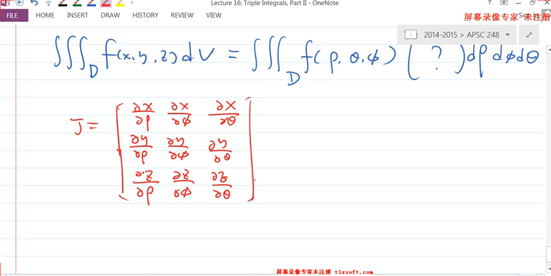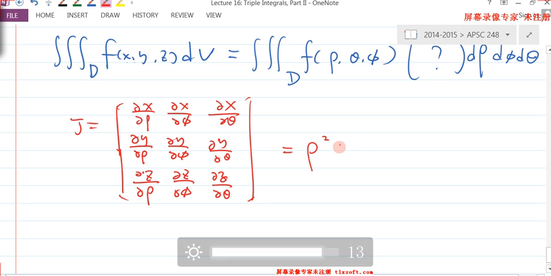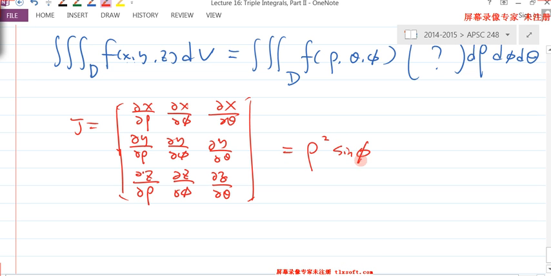If you plug these three expressions into these simple partial derivatives, you should be able to calculate them, and then calculate the determinant. What you're going to end up with is rho squared sine phi.